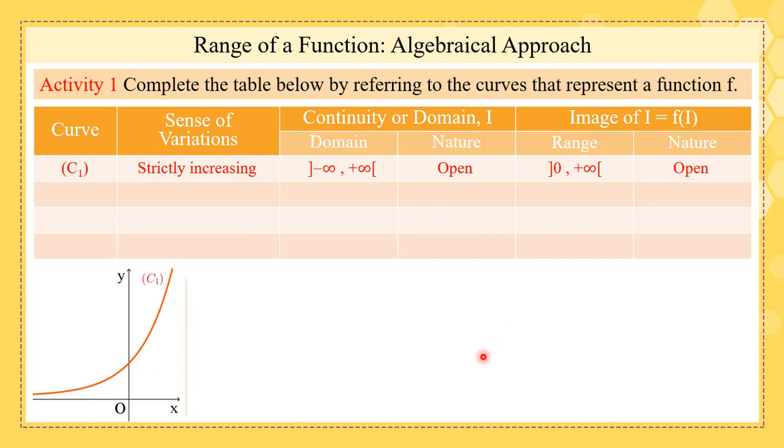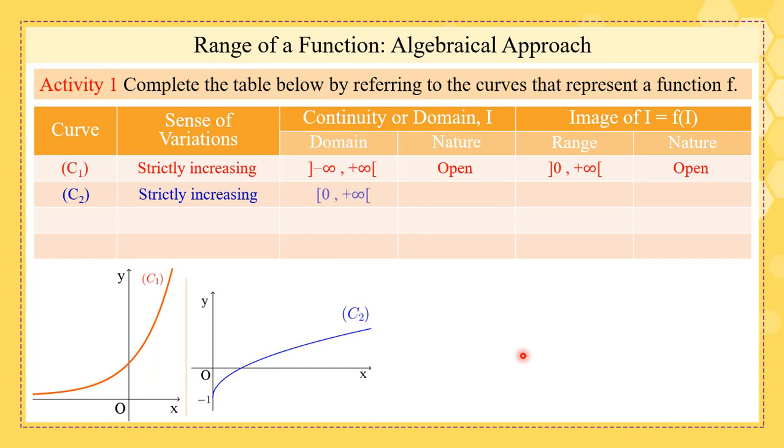Let's see another curve. This is curve C2. It's also strictly increasing, as you see. Well, its domain is from 0 closed to plus infinity. This is a semi-open or semi-closed interval, and its range is from negative 1 to plus infinity, closed at negative 1, and this is also a semi-open or a semi-closed interval.